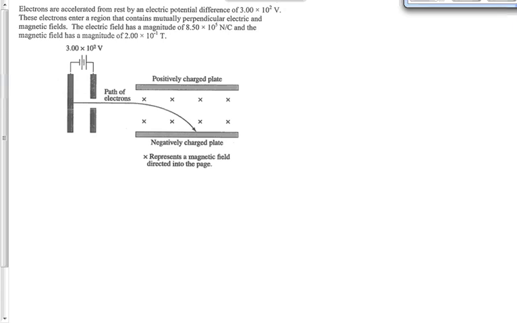Let's take a look here now. This one says electrons are accelerated from rest by a potential difference of 300 volts. Electrons enter a region that contains electric and magnetic fields. The electric field has this value, the magnetic field has this value. And then the question asks us, what's the acceleration of the electrons as it first enters here? At this point, what's the acceleration of these electrons?